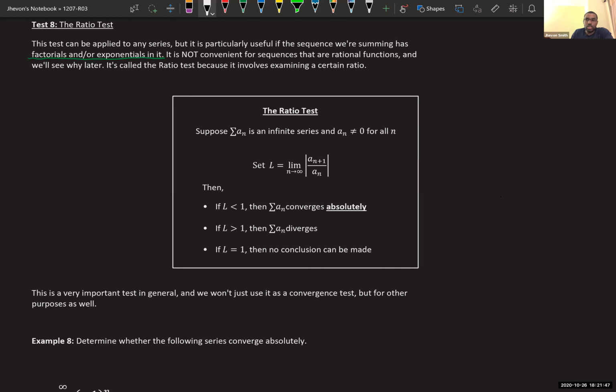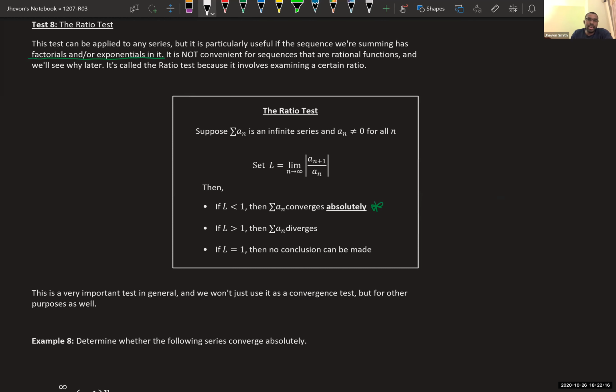If your limit L is a number less than 1, then the series converges absolutely. And that's super important. That's super nice. This test, if it works out, actually works out in the best possible way. It converges absolutely. Any series that you have used the ratio test to prove it converges, you get absolute convergence for free, which is very nice.